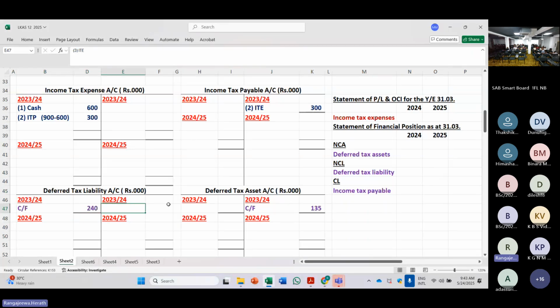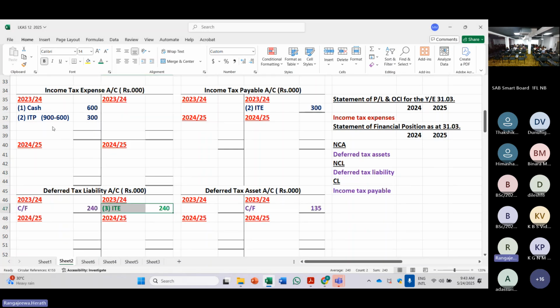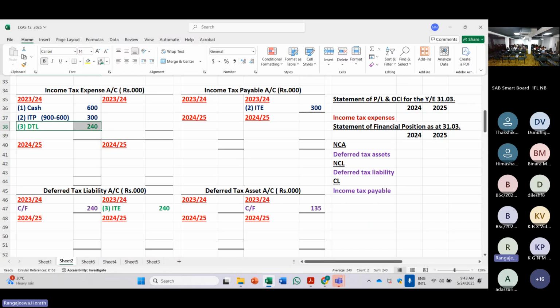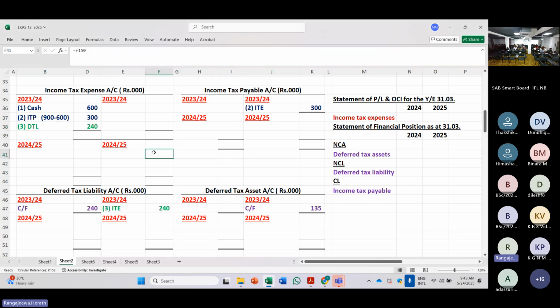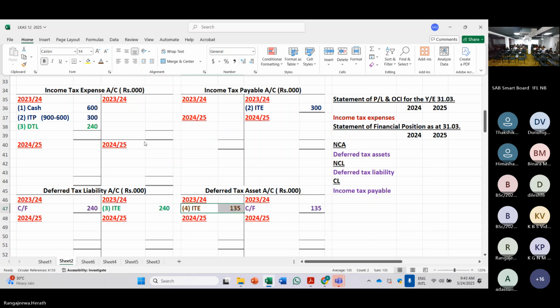Tax liability become 240 means this year creation of deferred tax liability: deferred tax liability credit, income tax expense debit. Now, අලුතෙන් deferred tax liability එකක් මේ අවුරුද්දට ඇති වෙනවා 240. Tax expense debit, tax liability credit. And new deferred tax asset create 135. Deferred tax asset debit, tax expense credit.